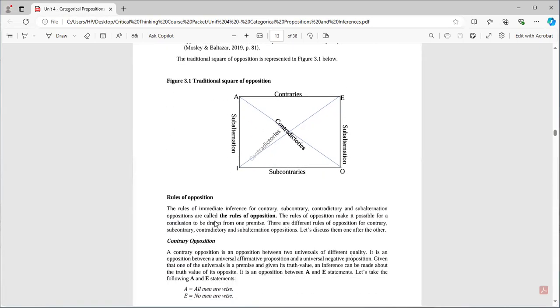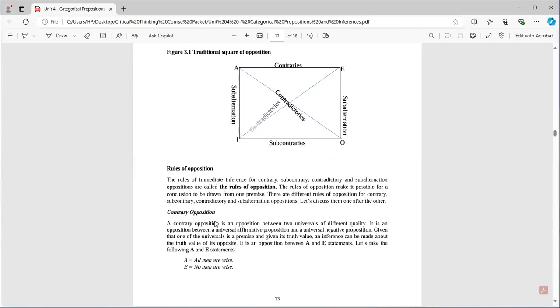Now we move into the explanation: how to make logical conclusions. I'm going to make an argument. So we'll start with the analysis of a contrary opposition. Contrary opposition, we said, is A versus E, universal affirmative versus universal negation. So all men are wise. A's opposite, the universal negation, will be no men are wise.